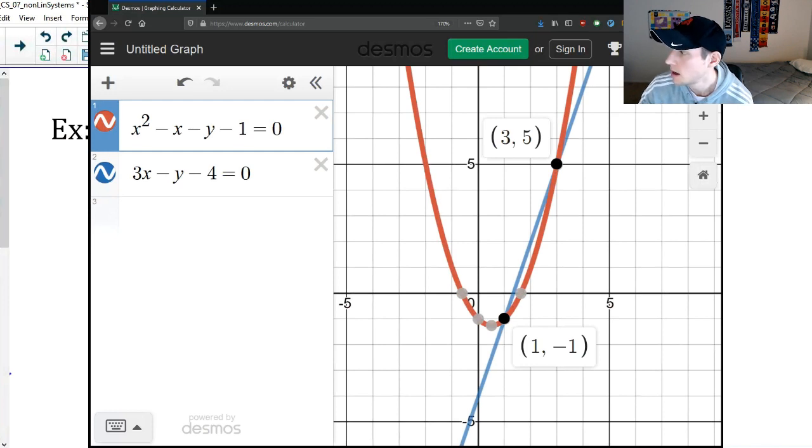Okay. And since now we're talking about non-linear, so since we can now have things that are curved, like a parabola like this one, or maybe a circle, there's a lot more opportunities for things to intersect, which is why we could end up with 2 points or 3 points or 4 points. Okay. So that's exactly what we have.